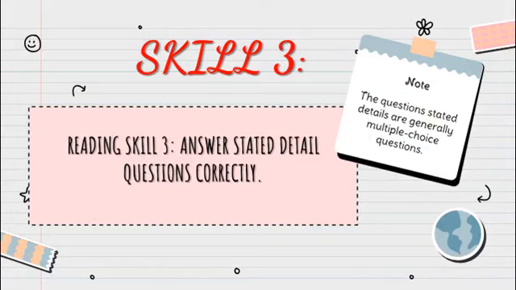Reading skill 3. Answer stated detail questions correctly. A stated detail question asks about one piece of information in the passage rather than the passage as a whole. The answers to these questions are generally given in order in the passage, and the correct answer is often a restatement of what is given in the passage. This means that the correct answer often expresses the same idea as what is written in the passage, but the words are not exactly the same.